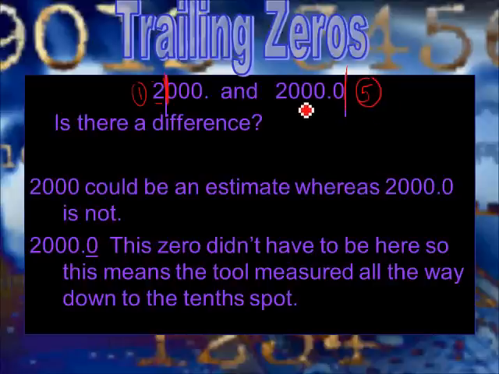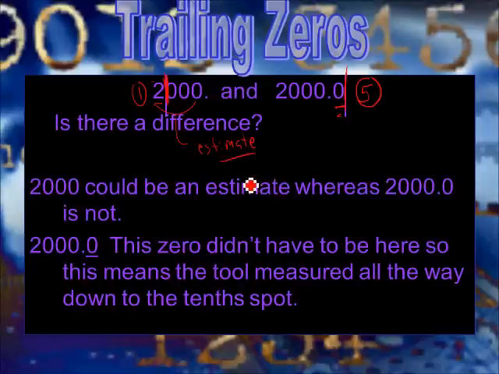But once you go past the decimal, you're showing accuracy. That 0 did not have to be there, yet you added it because of the tool you used. Over here, these zeros have to be here, and we will be pessimistic in this case and say, if zeros go up to a decimal but don't cross it, we're going to treat this as an estimate.